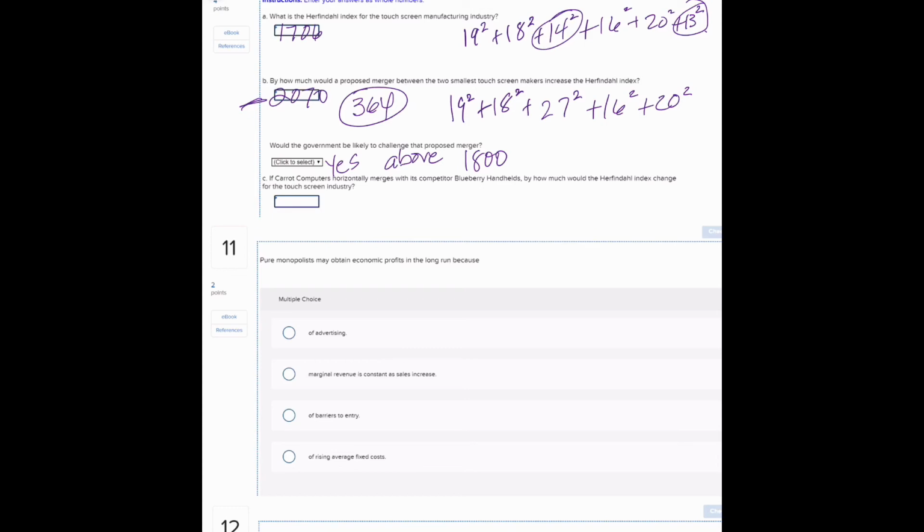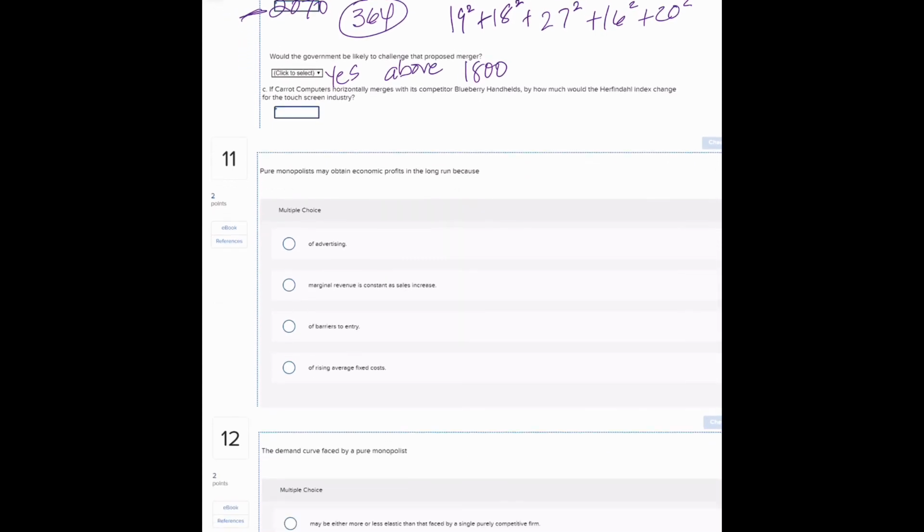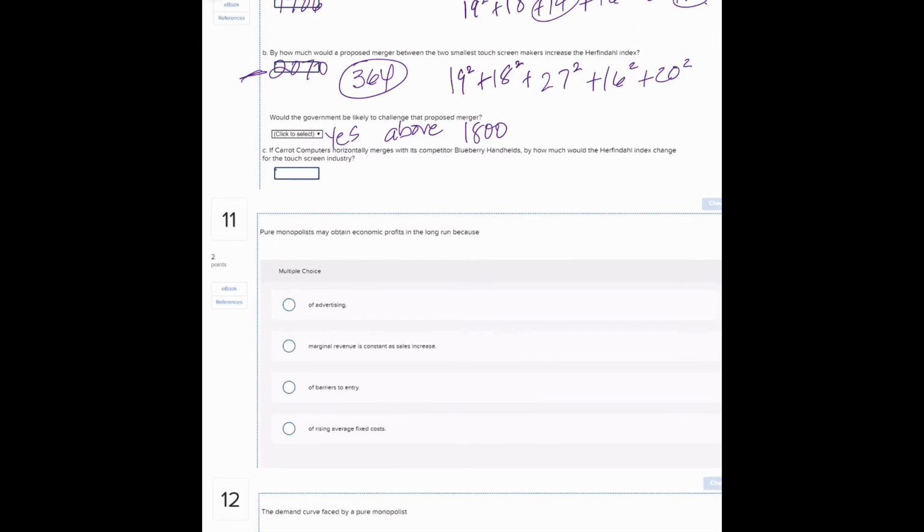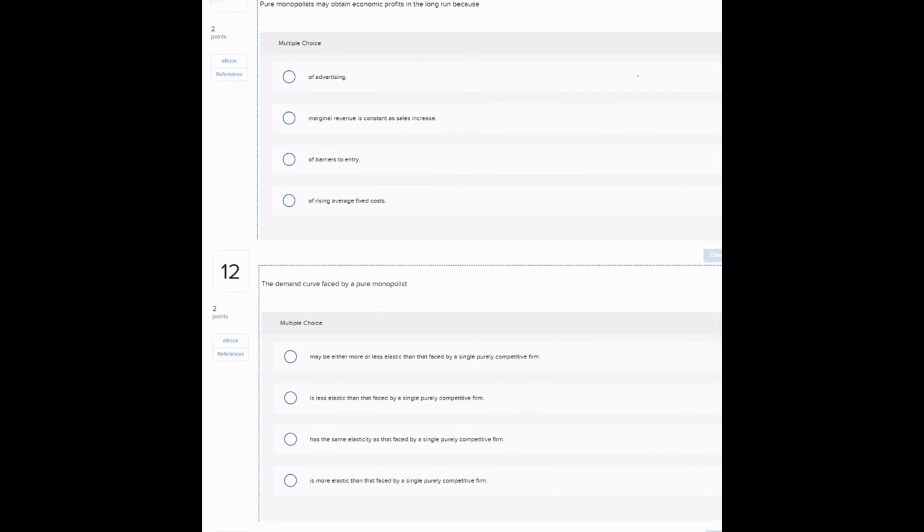C, if Carrot Computers horizontally merges with its competitor Blueberry Handhelds, by how much would the Herfindahl Index change for the touchscreen industry? And this one is going to be 0, because they have market shares that haven't changed. So therefore the index won't change for the industry because their market shares will simply be the same. Nothing will change.